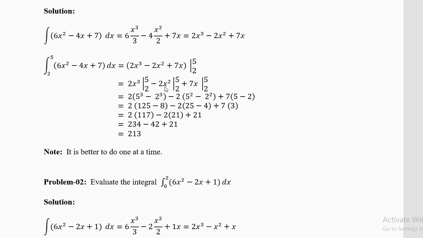Next is minus 2x², going from 2 to 5. Minus 2 is outside the bracket. 5² − 2², 25 minus 4, which is 21. 2 into 21 is 42. So the second number is minus 42.